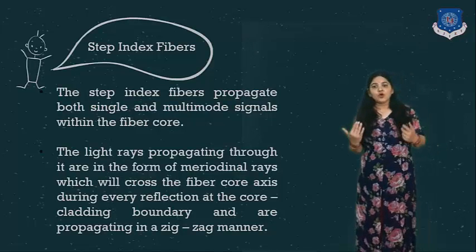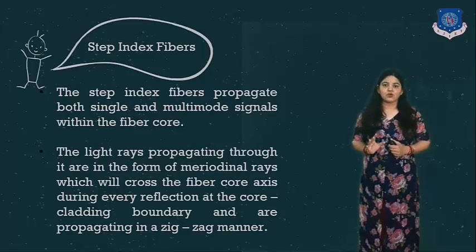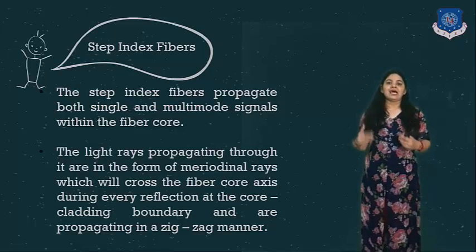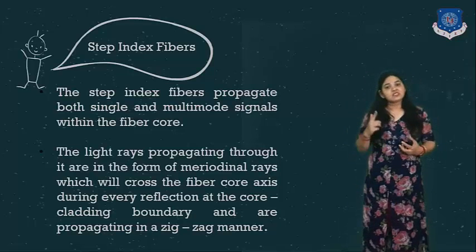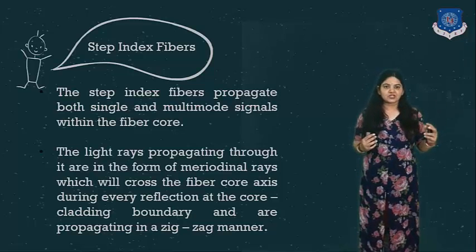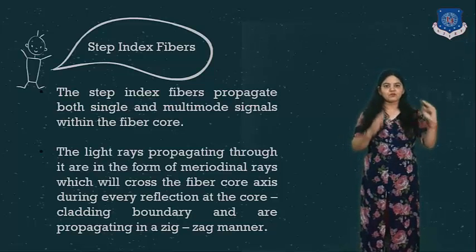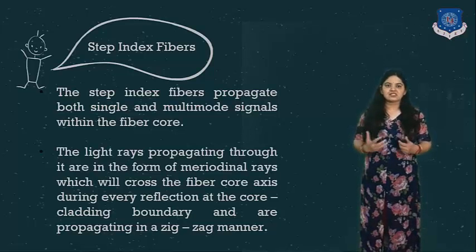It propagates both single and multi-mode signals within the fiber core. The light rays propagating through it are in the form of meridional rays, with total internal reflection, bouncing back from the wall of the core-cladding interface. This way the rays travel in a zigzag manner.